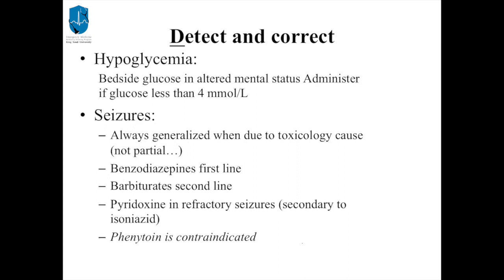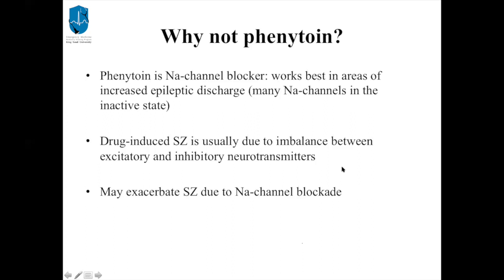If you have a patient who you suspect has access to isoniazid and they have resistant seizure, then you have to give pyridoxine. Usually the dose is 5 grams IV. And phenytoin, the books say contraindicated. I don't think it's going to cause any trouble, but it's not going to work because it works on the sodium channels. It's not an epileptic focus that we have.